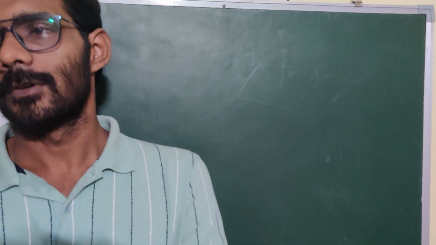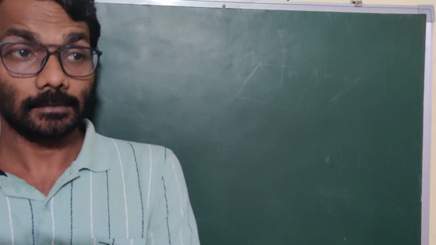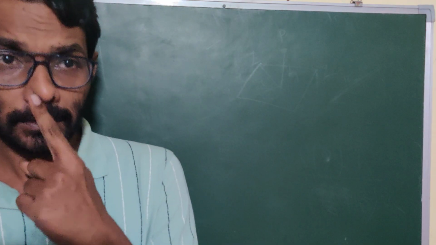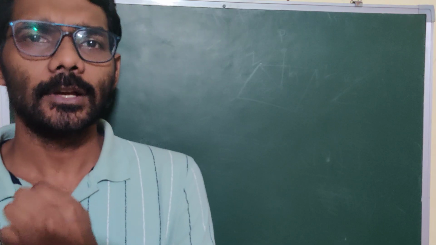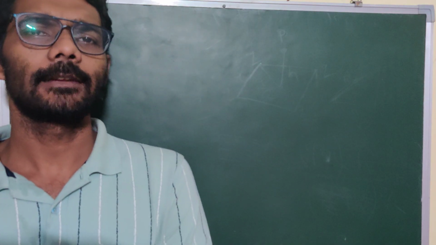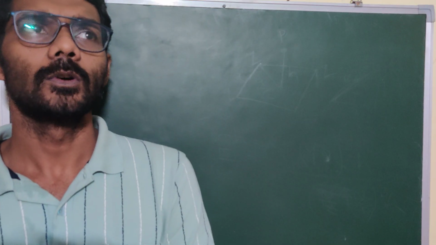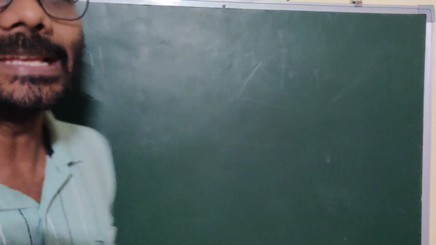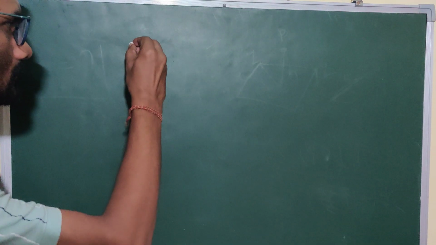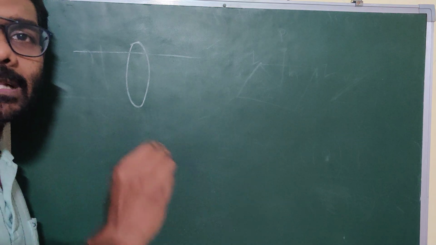In the last video we discussed the electric field for some charge. So today we will discuss electric flux. What do you mean by electric flux? It is the number of field lines passing through some area. These are field lines passing through an area.